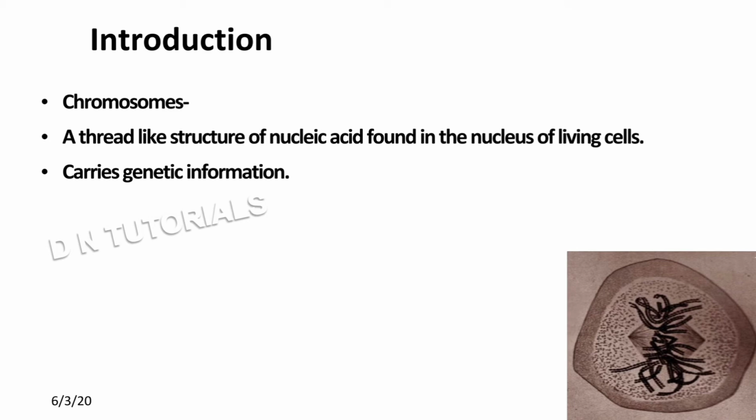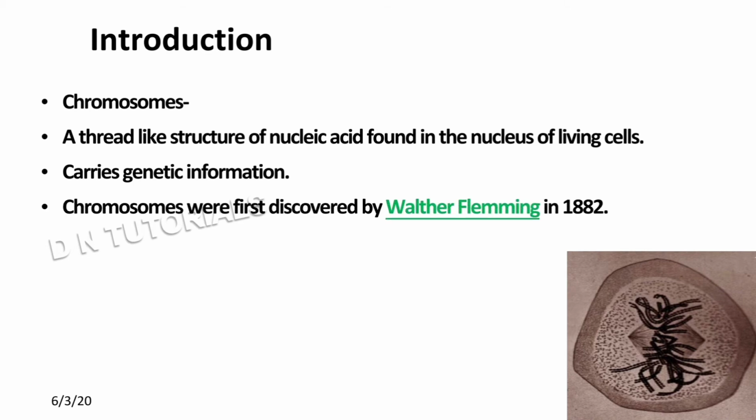We all look similar to our parents because of the chromosomes, and these chromosomes were first discovered by Walter Fleming in the year 1882. Walter Fleming observed thread-like structures in rapidly dividing cells of the larvae of the salamander, and he called the division of cell happening in the larvae as mitosis.